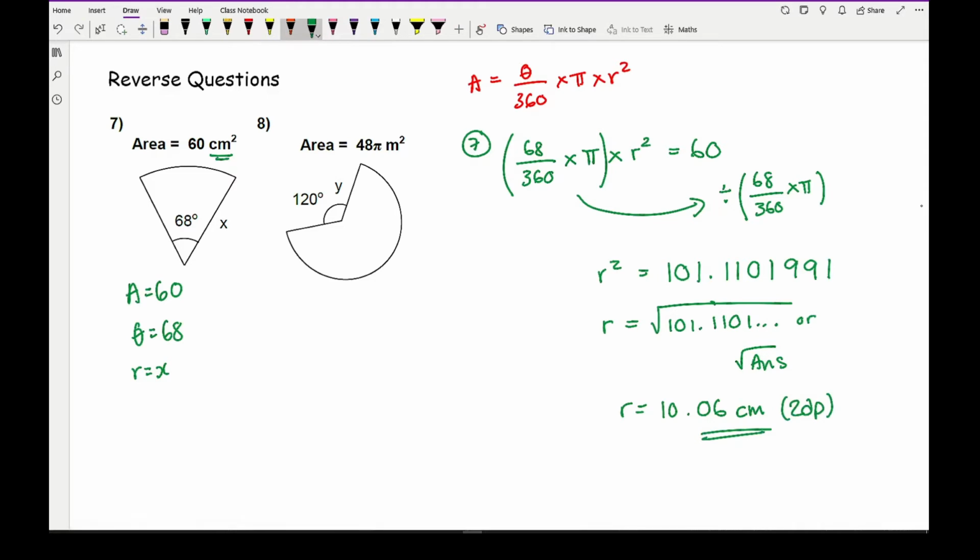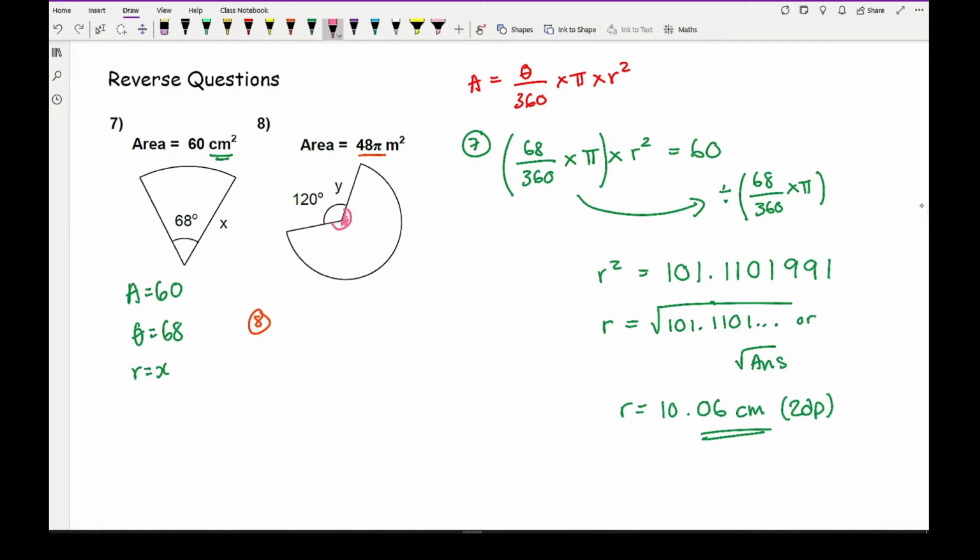Now moving on to question 8. Again I'm going to use the formula, but this time I notice that the area is given to me in terms of pi, which is absolutely fine. So substitute numbers in, I get 120. Well, I don't, because that's not the angle of the sector. So again, how easily these mistakes are made.